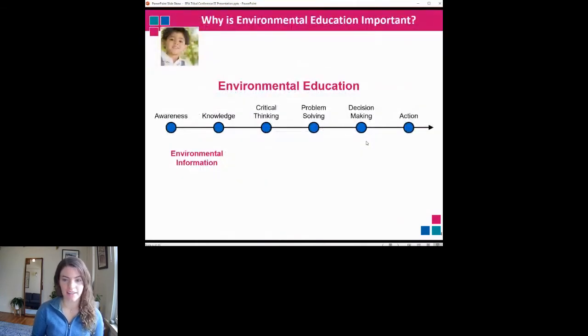So this graphic gives a helpful explanation of what environmental education is. So again, it's more than just information. It does include awareness and knowledge, but it goes beyond to include critical thinking, problem solving, and decision-making skills, with the ultimate goal of inspiring action to protect the environment.